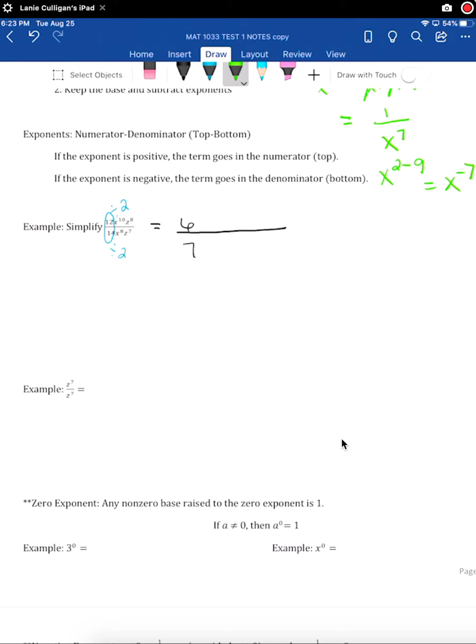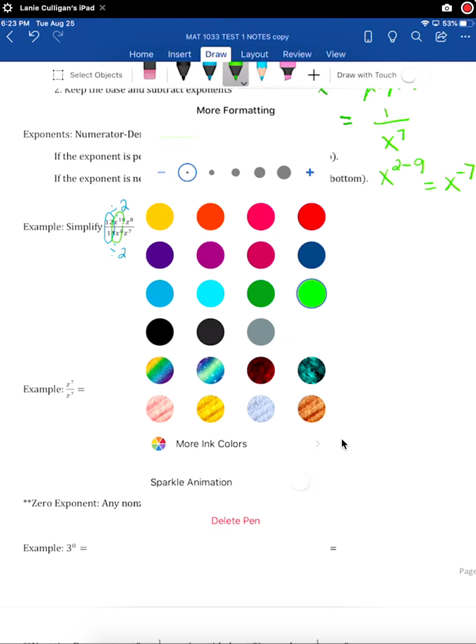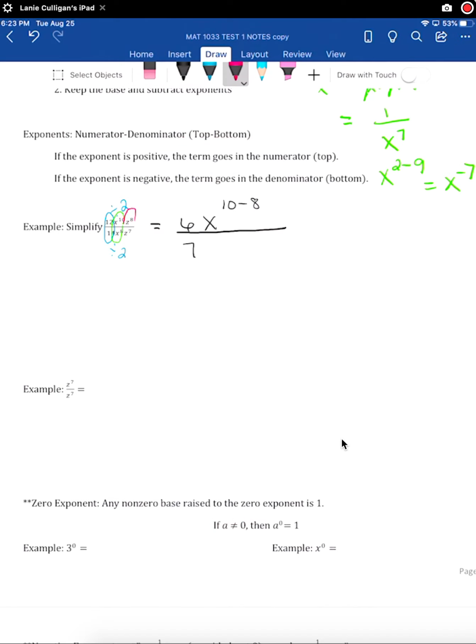So now let's do the x's. x to the 10th divided by x to the 8th. So let's write that out. We know we are going to subtract our exponents. So x to the 10 minus 8, notice it automatically goes to the top. If it's negative, we'll deal with that later and then flip it to the bottom. And then last but not least, we have our z's. z to the 8th over z to the 7th. So we have our z's, and then we have 8 minus 7. So 6 is going to stay up top, 7 is going to stay on the bottom.